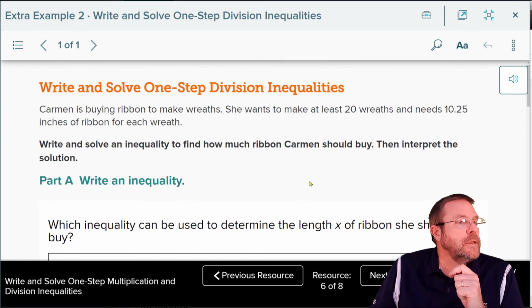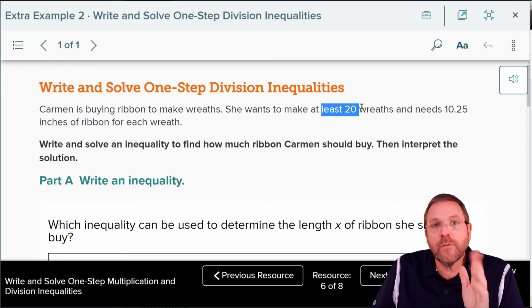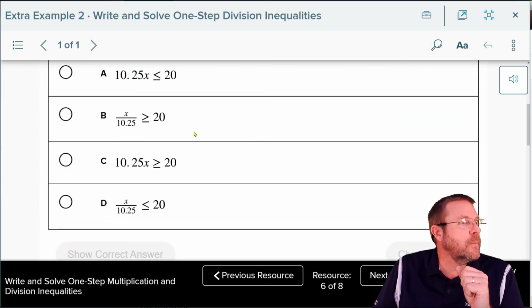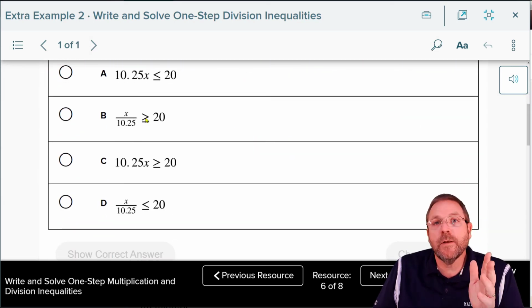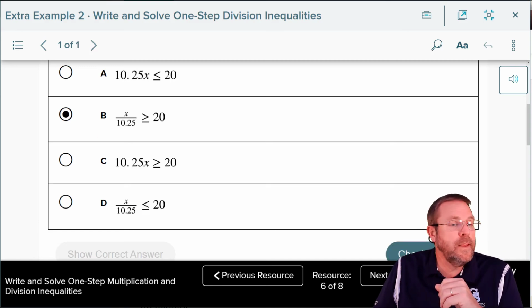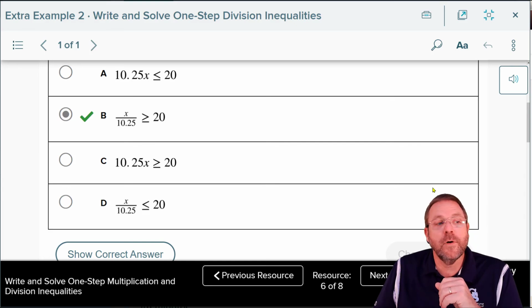Next, she needs to have at least 20 wreaths. That means greater than or equal to 20 wreaths. So with that, I'm going to come down here. This one gives me a number that's greater than or equal to 20. This one gives me a number that's less than or equal to 20. So B is going to be the answer to the first part of this.